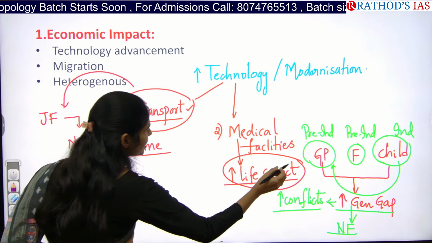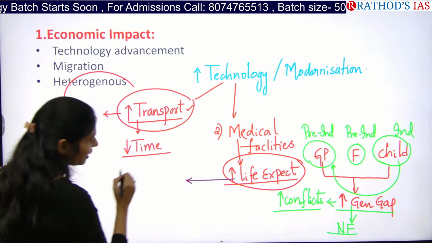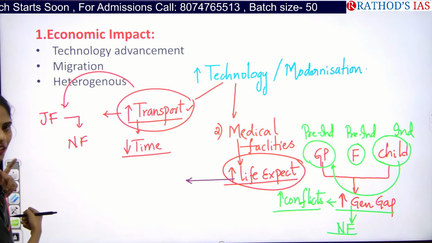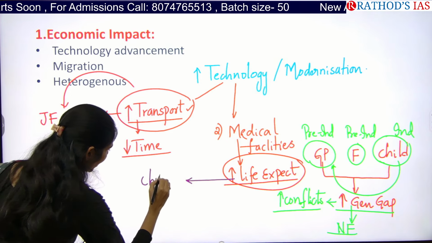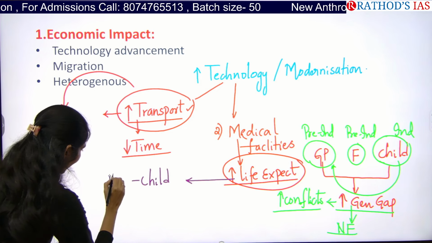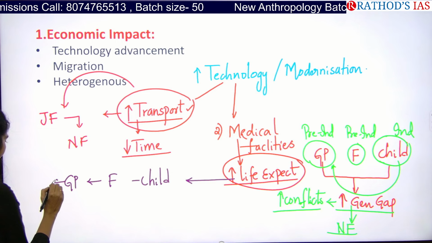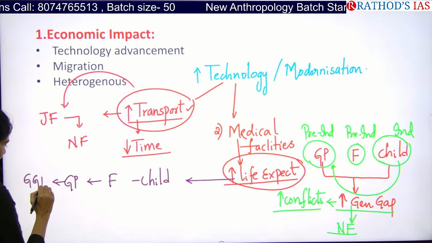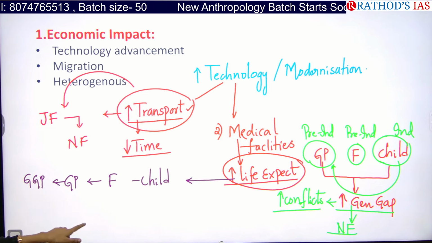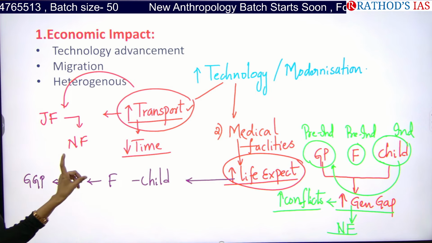Okay, so here, as I said, there is increasing life expectancy. So let us take the generations. We have the child, the child's father, the child's grandparent, and the next one is the great grandparent. Because of increasing life expectancy, yes, this chart is possible.